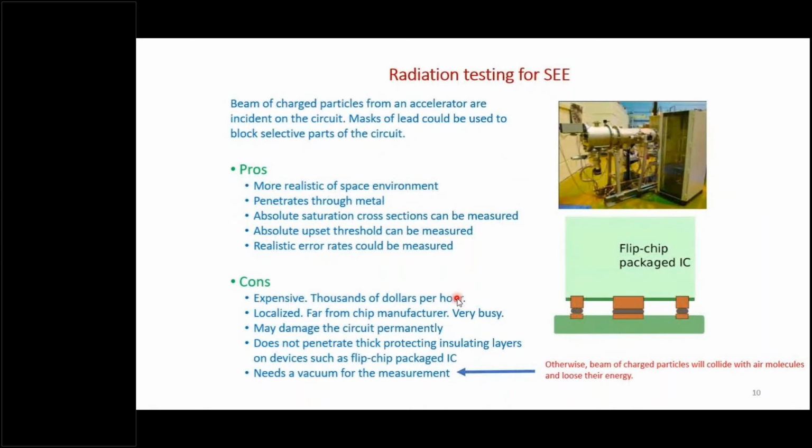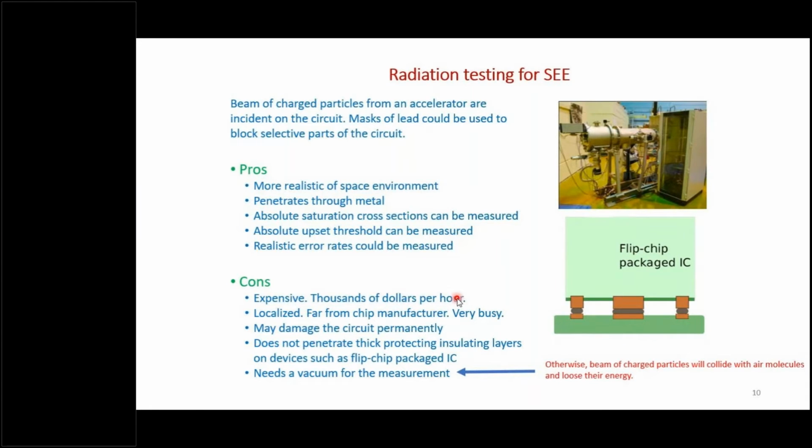Okay, so let's look at the radiation testing for SEE. Just briefly see how it works. You can see that this usually happens in a particle accelerator, and a beam of charged particles is incident on the circuit. So you would mount your circuit inside a vacuum chamber, and then this cocktail of different particles is incident on it. What are the pros of this?